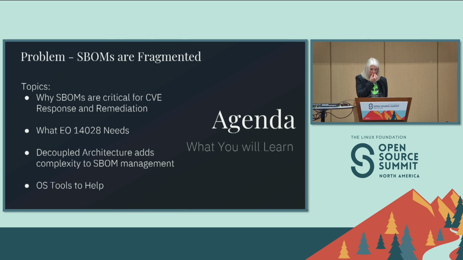So we're going to go over kind of 4 points. Most important, why SBOMs are critical for CVE response and remediation, how they can be used, why we have Executive Order 14028, why it is important to understand some of the issues in decoupled architectures. Most of what the government's doing right now is still in VMs and probably much of it's monolithic still. And SBOMs in monolithic environments are easier to manage than in decoupled architectures, and we're going to talk about that because we know the government's not going to be on VMs forever.